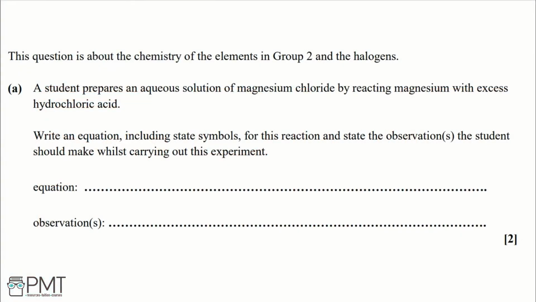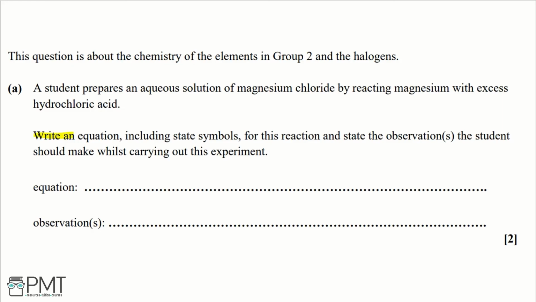This question is about the chemistry of the elements in group 2 and the halogens. Part A. A student prepares an aqueous solution of magnesium chloride by reacting magnesium with excess hydrochloric acid. Write an equation including state symbols for this reaction and state the observation or observations the student should make whilst carrying out this experiment.